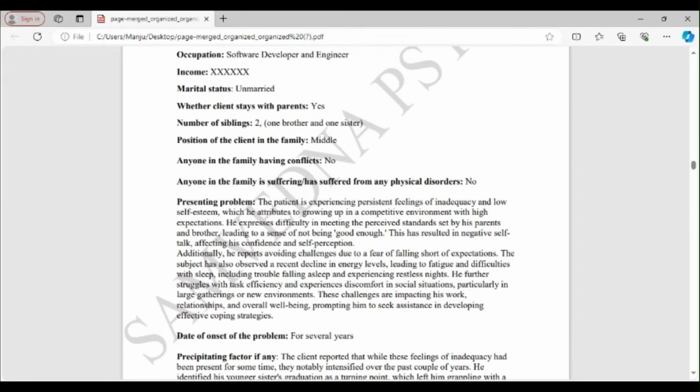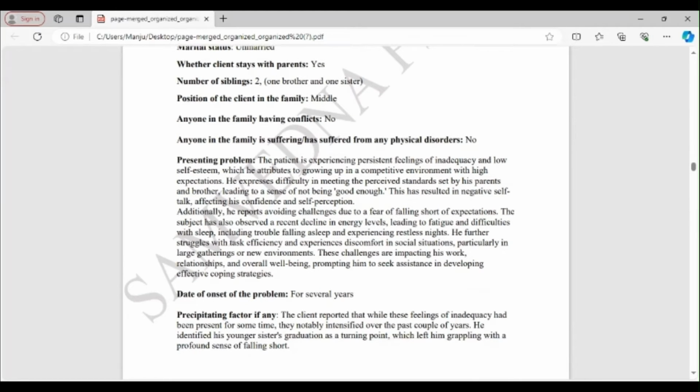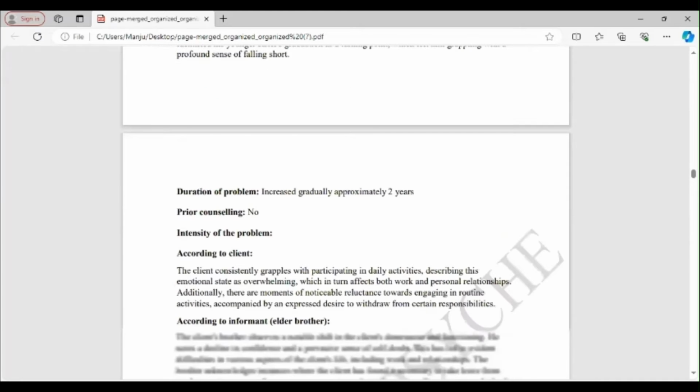Precipitating factor, he reported that while these feelings of inadequacy had been present for some time, they notably intensified over the past couple of years. He identified his younger sister's graduation ceremony as a turning point, which left him grappling with a profound sense of falling short. Duration of the problem, it increased gradually in 2 years.